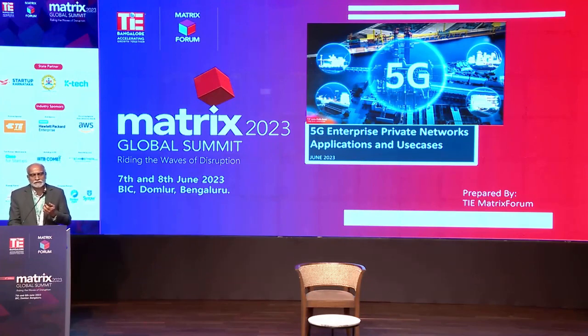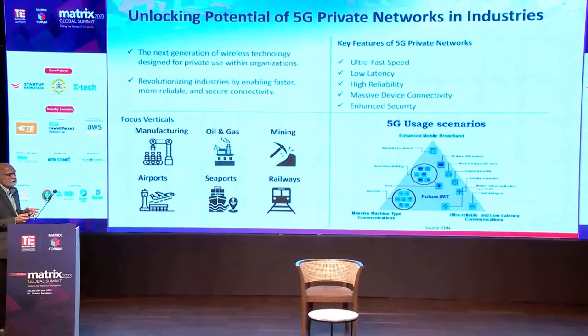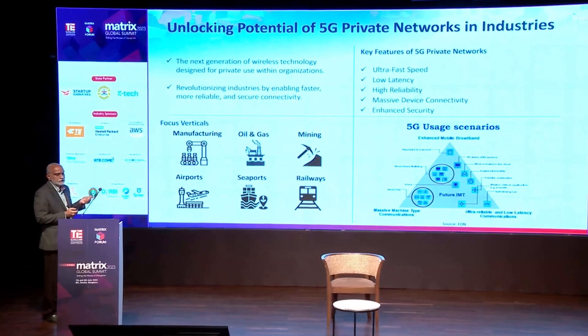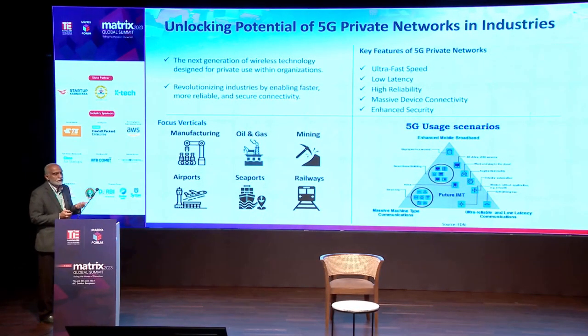The verticals which make a difference are, definitely, manufacturing, then mining, oil and gas, and transportation. When we talk about transportation, we talk about airports, seaports, and railways, all three together. So these are the 6 verticals we looked at, and we also looked at the key features of a private network which make it important for use cases in these sectors to be successful. Definitely speed is a big area, low latency is a big area, high reliability and security.